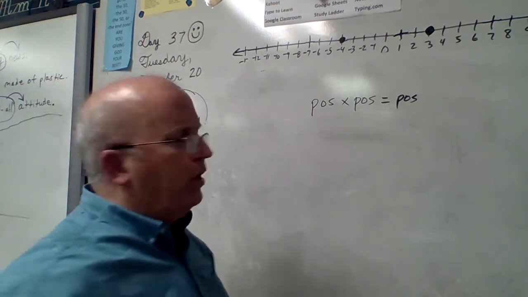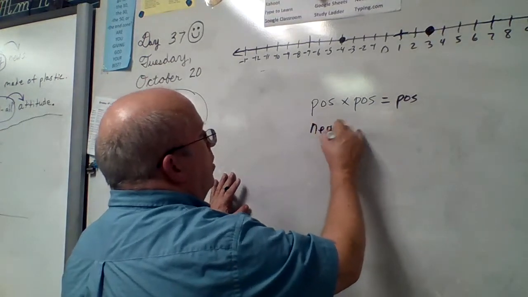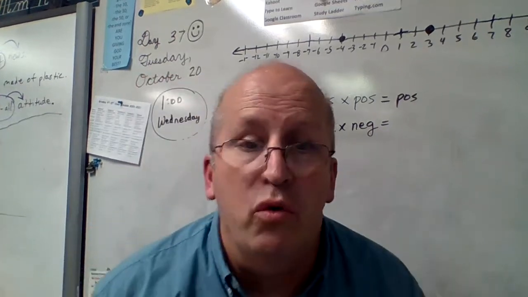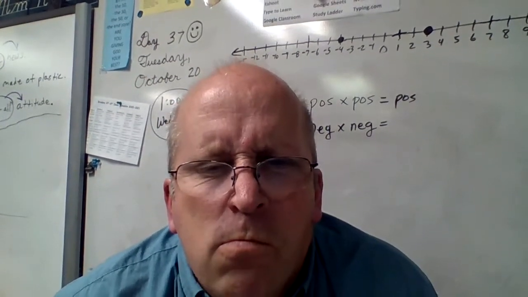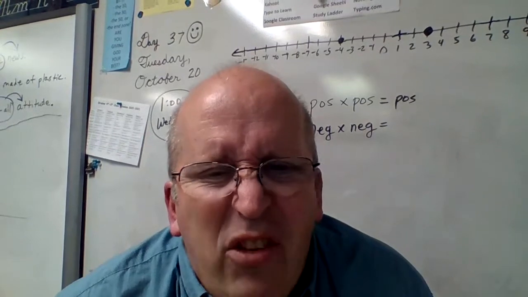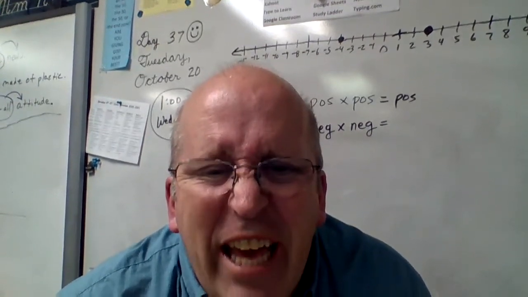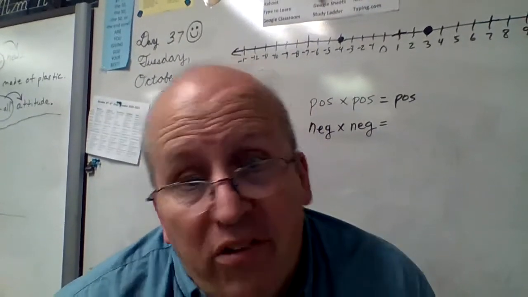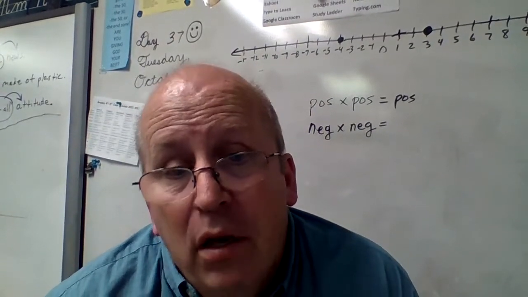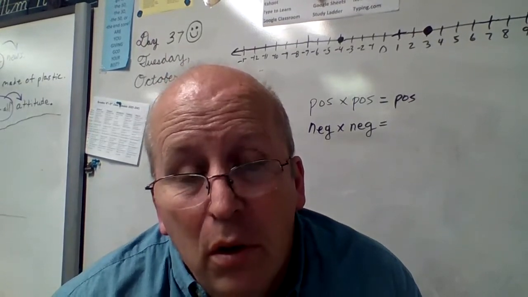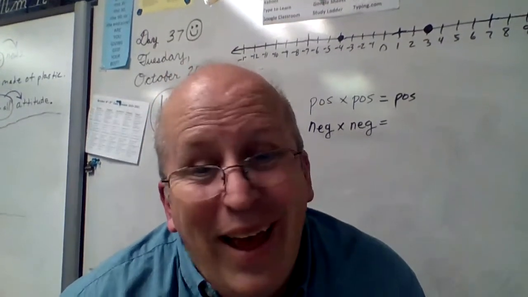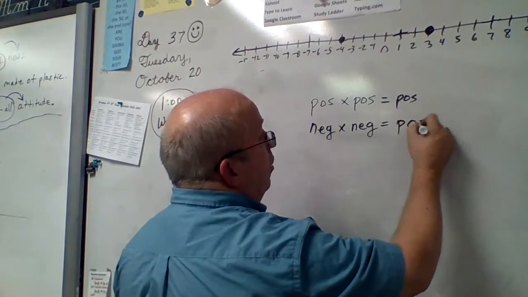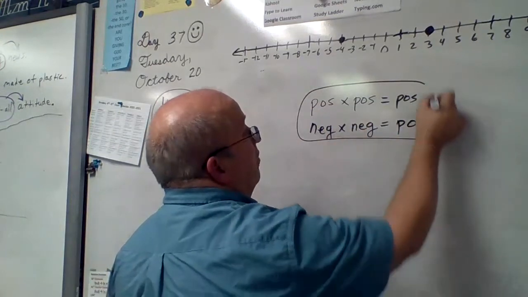Second rule. What about a negative times a negative? Here's where students get confused. They think, oh, negative times a negative. That sounds like the adding rule of a negative plus a negative, which equals a negative, right? Yeah, that's the adding rule. In the world of adding, a negative number plus a negative number is a negative number. But this isn't adding. This is multiplying. Guess what? As freaky as it sounds, the answer is positive.